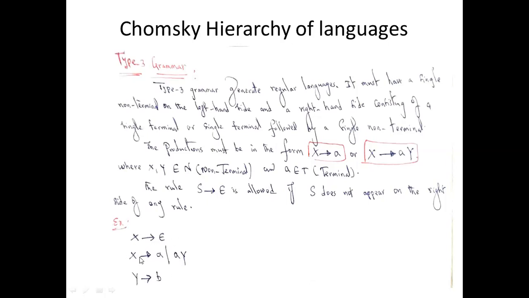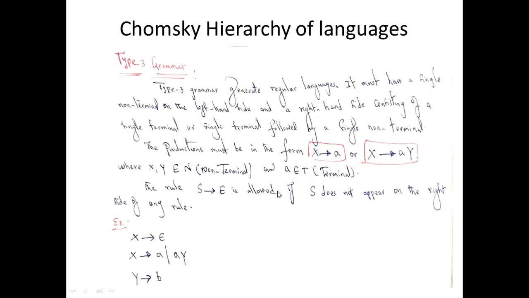This becomes invalid if X implies a capital X. If X implies a capital X is there, then X implies epsilon is invalid, because we cannot use this particular production rule if X is also appearing at the right side part. If X appears at the right side part, this particular production rule becomes invalid. Otherwise, we can write X implies epsilon as a production rule, when there is no such X appearing on the right side part.